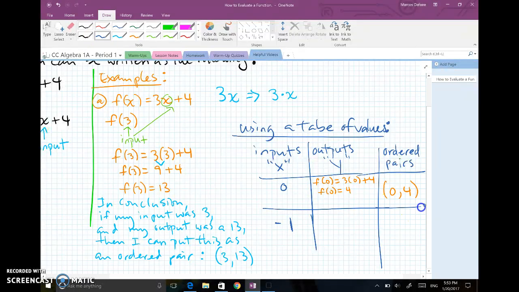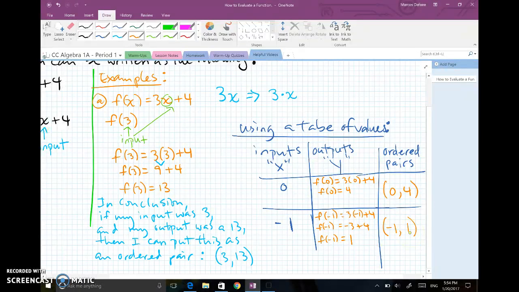Okay. For the second row, for the -1, which is a different input, I should expect to get a different result, but I need to do the math to make sure. So once again, you substitute, that's my input. I would multiply 3 with -1 and then add 4. So f of -1 would be -3 plus 4. Now -3 plus 4 becomes just 1. And so like that, I have an input of -1 which gives me an output of +1. And you can see my domain and range is starting to come together, where my domain is 0 and -1, and my range is made up of 4 and 1 so far.